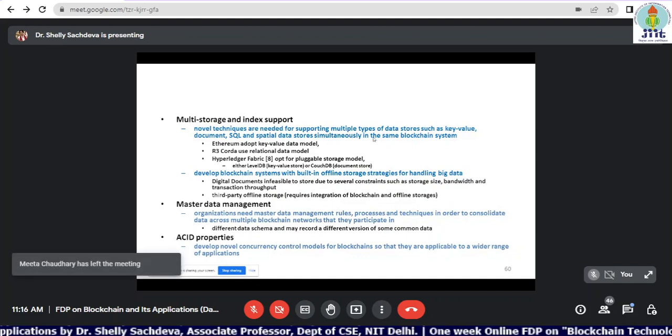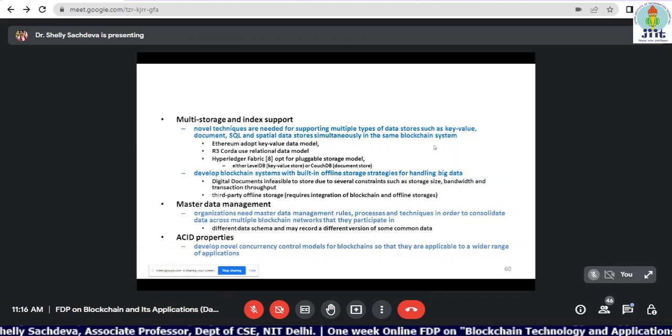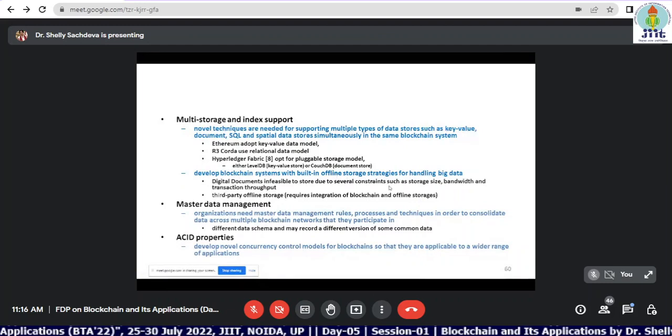If we have such kinds of data stores on the same blockchain system, then we need support for these multiple types of data stores, right? So that is an emerging area: multi-storage and indexing support is required. For example, Ethereum adopts the key-value data model, R3 Corda uses the relational data model, and Hyperledger Fabric says you can opt for a pluggable storage model. It can either be a LevelDB key-value store, or you can have a CouchDB document store.